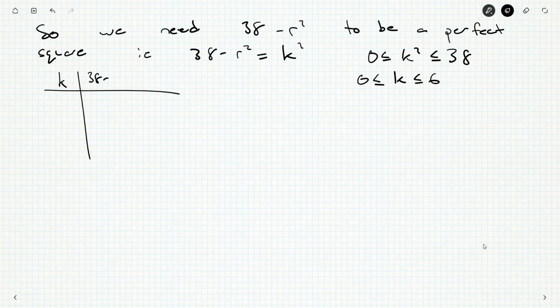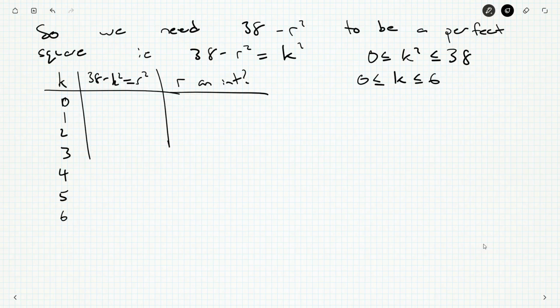We'll get 38 minus k squared is equal to r squared, and then r an integer. Because as long as we pick an appropriate k, we're going to get s. S will be 1 plus or minus k, and that'd be fine. S would be an integer there. So we can get 0, 1, 2, 3, 4, 5, or 6. It's just a question of, is r an integer? And in each of these cases, no, r is not an integer.